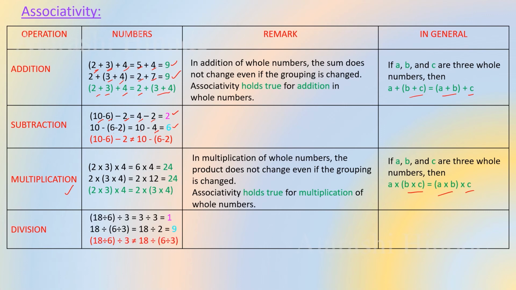Same is the case for division also. Here the whole numbers are 18, 6 and 3. 18 and 6 are grouped here. So 18 divided by 6 equal to 3. Then divided by 3 equal to 1. Here 6 and 3 are grouped. So 6 divided by 3 equal to 2. Then 18 divided by 2 equal to 9.